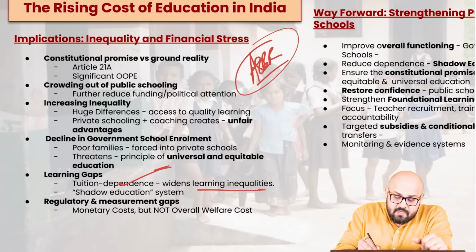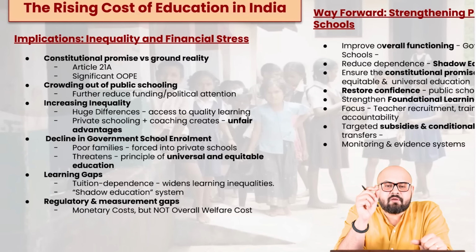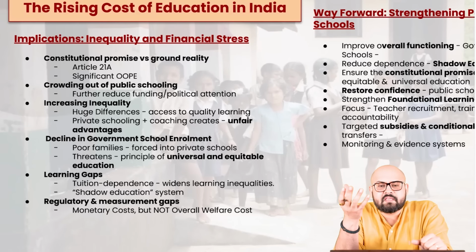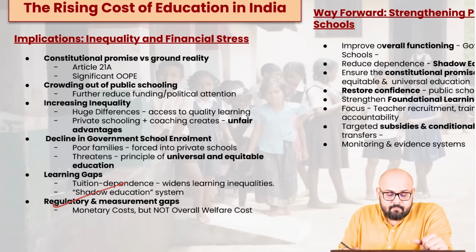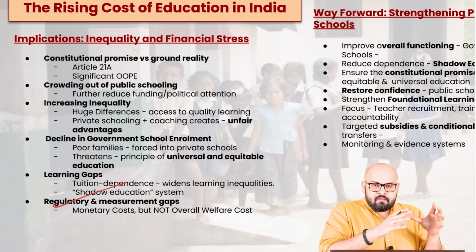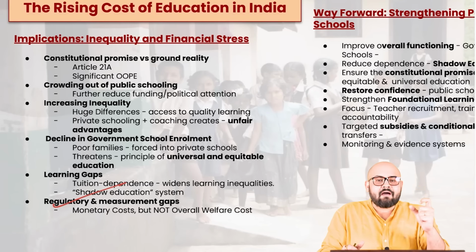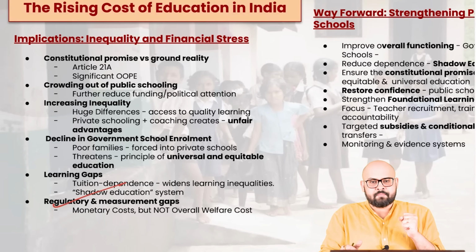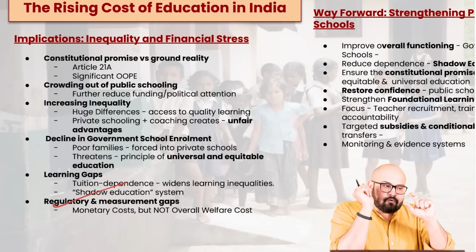Then we have the shadow education system. In one way or the other, this is forcing the development of a shadow education system in the form of these private tuitions and coachings, right? Then we have the regulatory and measurement gaps. We have the data right now which we are discussing, the National Sample Survey. It's a survey. We do not have robust, real-time data in place, though we have the UDISE platform. But again, the robust data is missing.